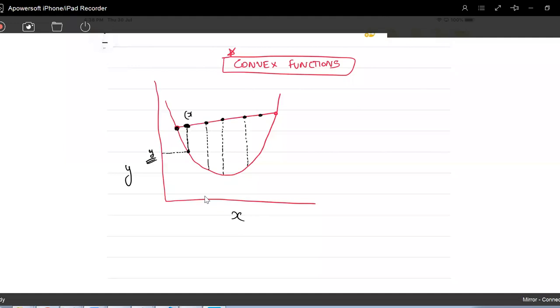It is basically like this. Suppose this point is x and y. At the same x value, if we check the value of y on this curve, it will be x comma y dash. This y dash should always be less than, or equal to, y. These kinds of functions are known as convex functions.